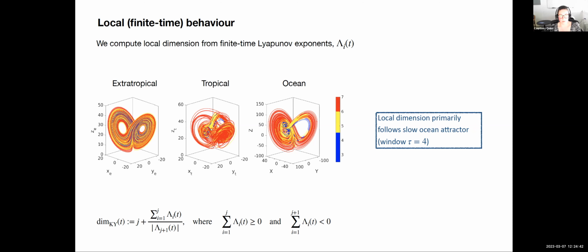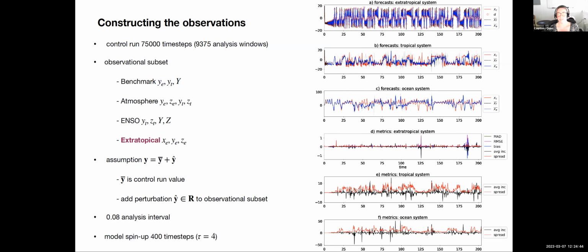So what have we done next? Now we've actually tested this on our DA systems. We've done a lot of different experiments here, but I'm just going to give a general overview and maybe one or two results, and then point you to more results if you want to look at them. So we've constructed our observations by having a control run, and then we are selecting out of that some subset of variables.